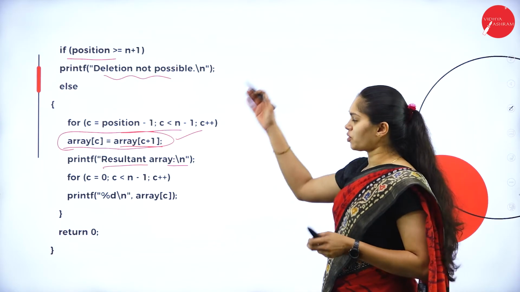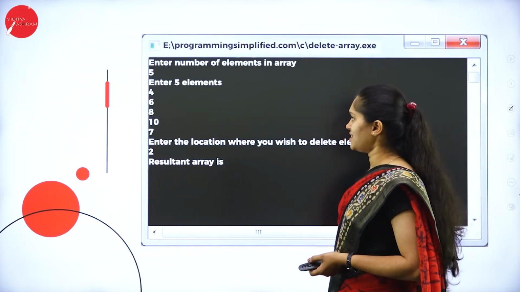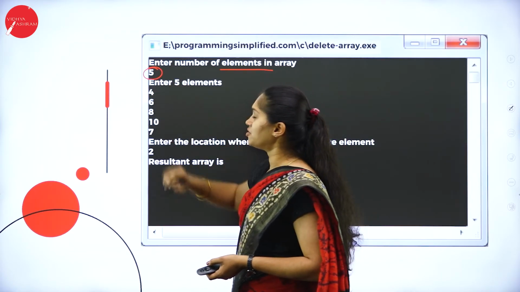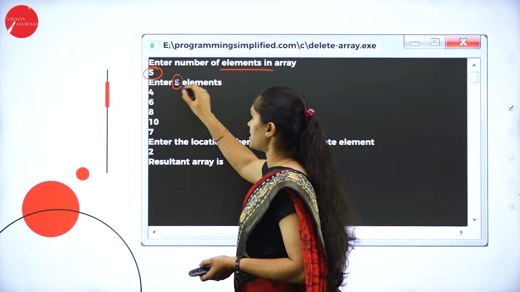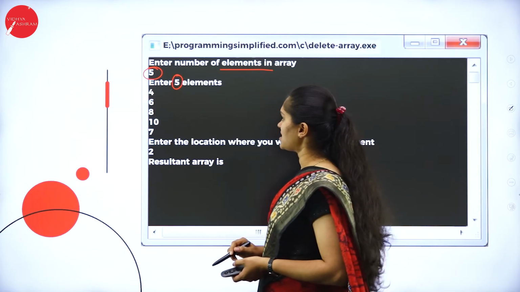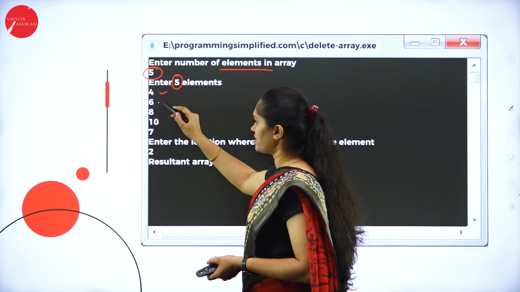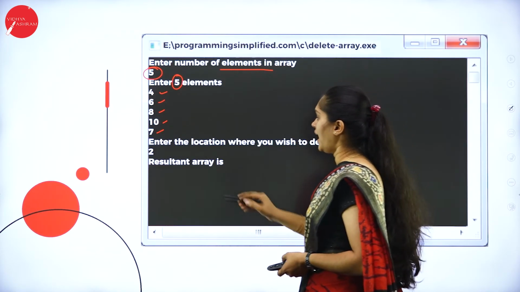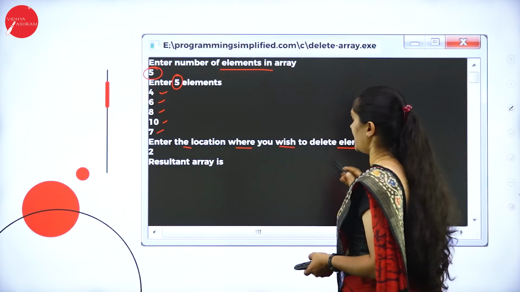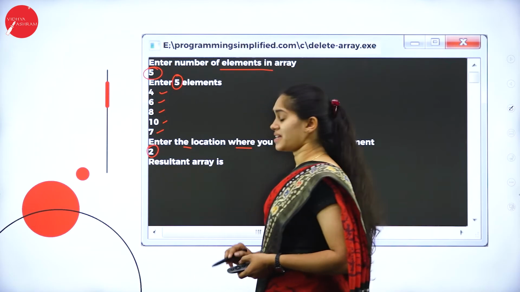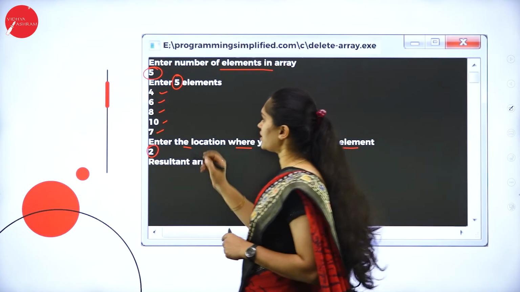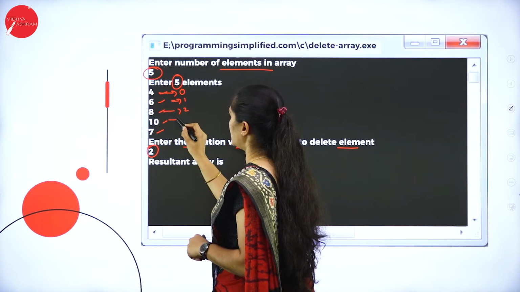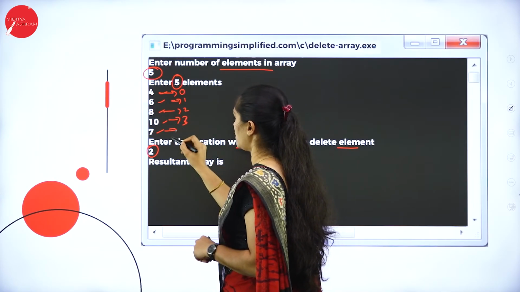So after this program, how will the output be? You can see here, enter the number of elements in an array. So we are taking 5 elements here. So it is necessary to enter 5 elements. What elements am I entering? 4, 6, 8, 10, 7. So these are the 5 elements of the array. Enter the location where you wish to delete an element. So here I am specifying the location called 2.